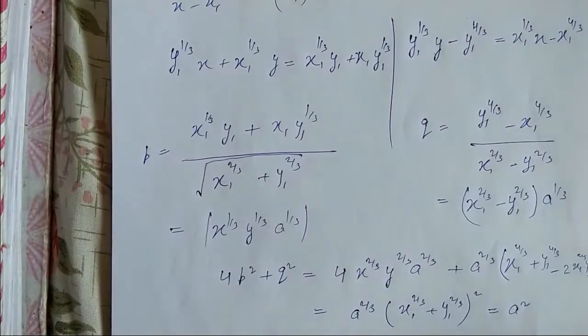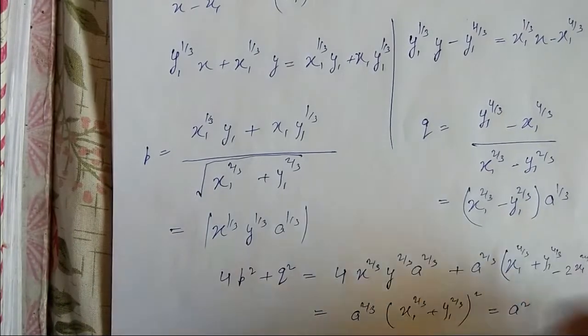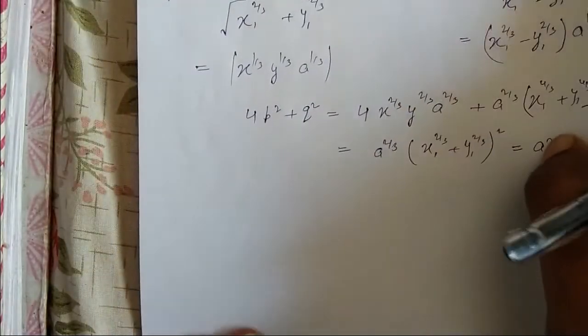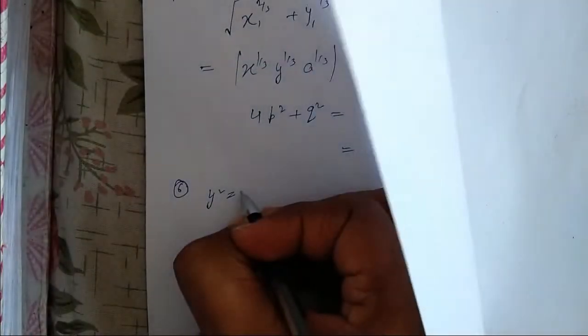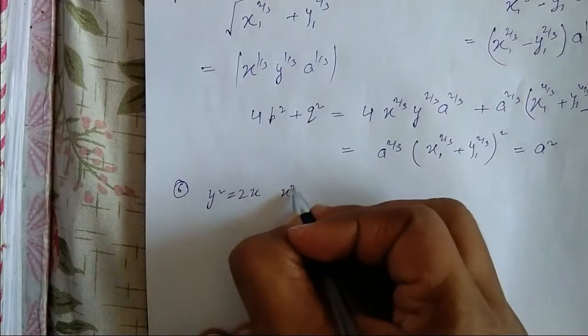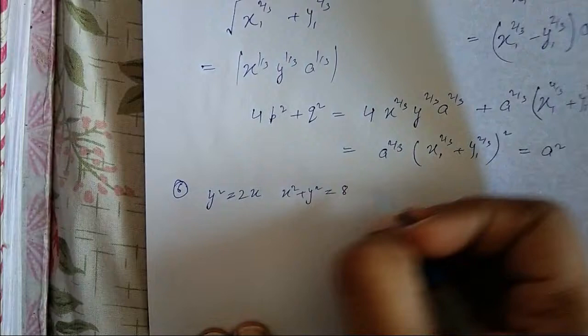Moving on to the next question, question number 6. So if alpha is the angle between the curves this and this, so to calculate the angle between curves, we need to calculate the point of intersection of these two curves. So let's do that first. Question number 6. So y square equal to 2x, x square plus y square equal to 8.